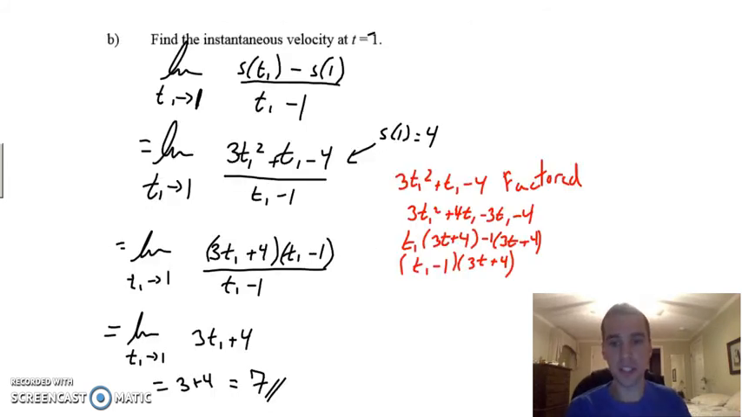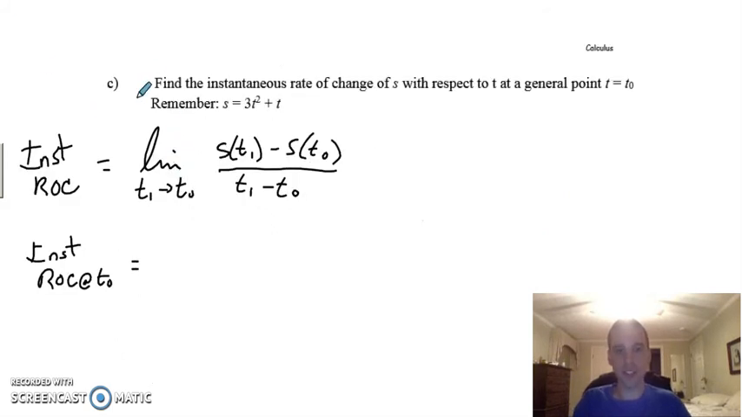And so hopefully you got the answer to be 7. I have all the work here. This is how I factored 3t1 squared plus t1 minus 4, and you can pause that and look at it. We're going to go on to letter C. For C, just remember that we're looking at the generic value of t sub 0, so we're going to find the instantaneous rate of change at any t value, using 3t squared plus t. Hopefully you can plug in and find the answer. Pause it, and I'll have the answer when you come back.